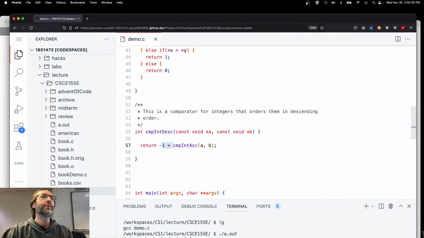Do I actually need to multiply by -1? Nope. I could just negate that. Can you do it in 1 fewer characters?